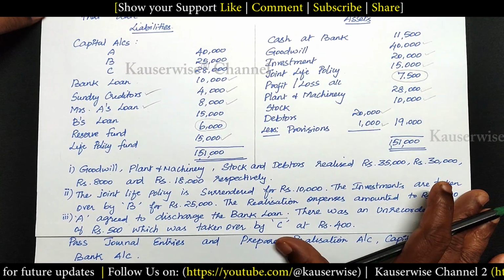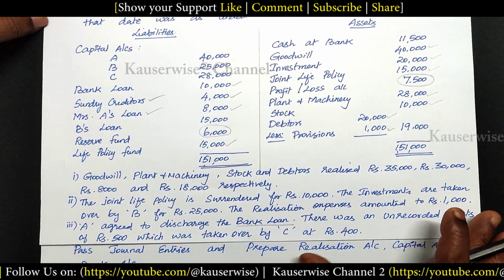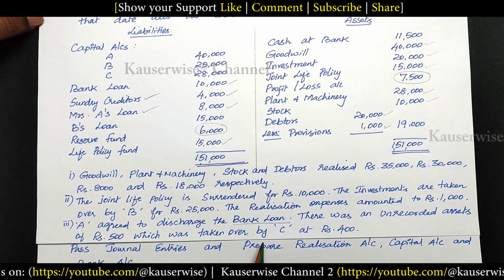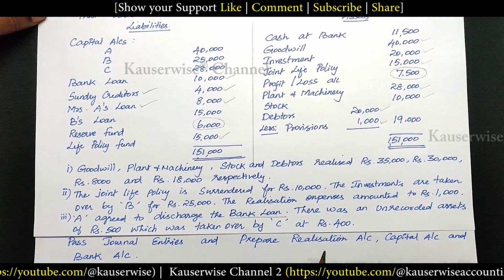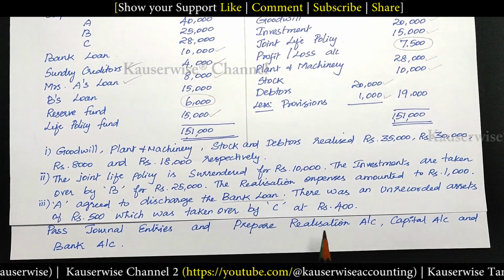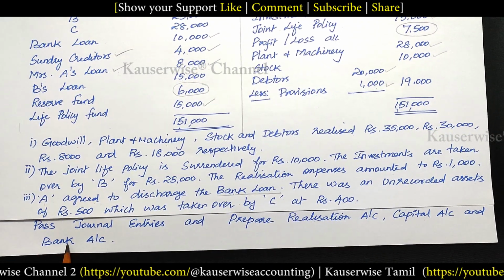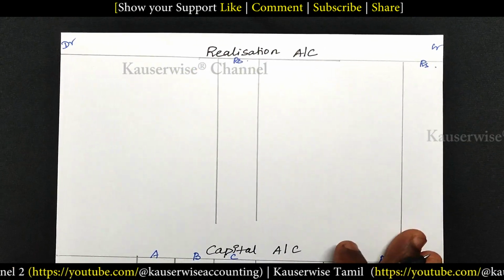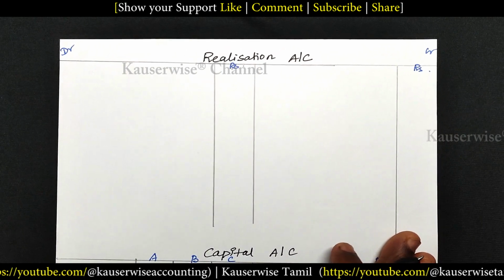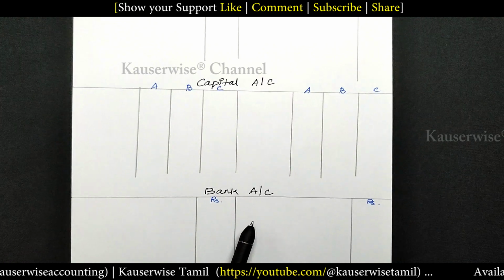So far we have seen journal entries for dissolution of partnership firm. Okay, after making the necessary journal entries, the next step is we need to prepare necessary ledger accounts. So what are the necessary ledger accounts? Realization account, capital account and bank account. Okay, now let's see how to post journal into ledger, that is realization account, capital account and bank account.